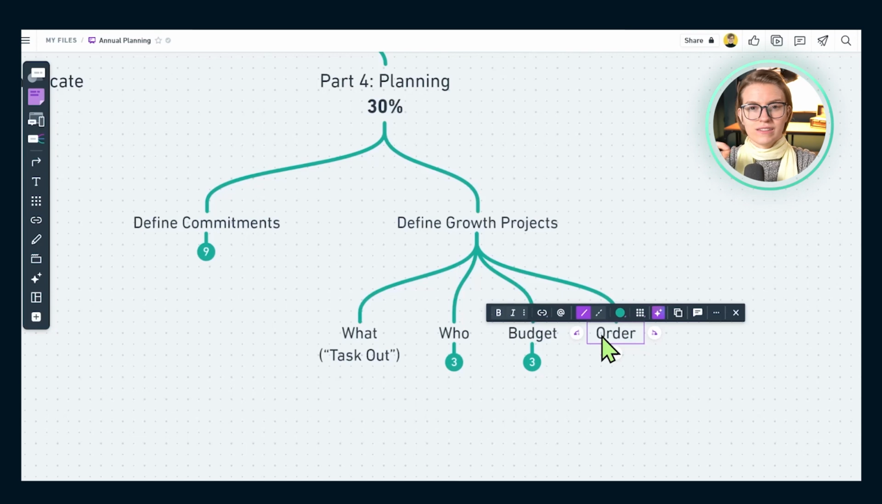So this might be something like, do we do the sales campaign before or after the new membership platform? Or do we start running advertisements before or after we hire the new marketing director? Whatever those pieces are, determining the order, not necessarily the dates, is the final little step here before I can consider the whole year roughly planned.